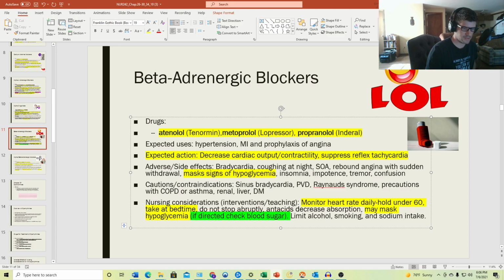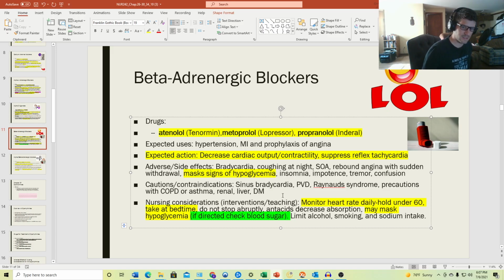So check blood sugars, because if you're not showing any signs or symptoms of hypoglycemia, how would you know if you have it? Cautions, contraindications: sinus bradycardia, again, we're seeing that twice, PVD, Raynaud's syndrome, precautions with COPD or asthma, renal and liver, DM, whatever that is. I hate all of these abbreviations here. It's annoying. Okay, so again, cautions, contraindications: sinus bradycardia, PVD, Raynaud's syndrome, precautions with COPD or asthma, renal, liver, DM.